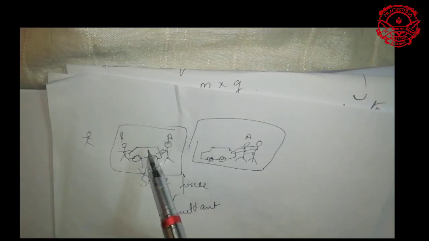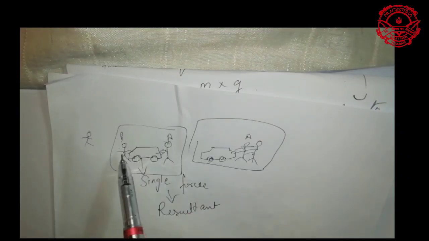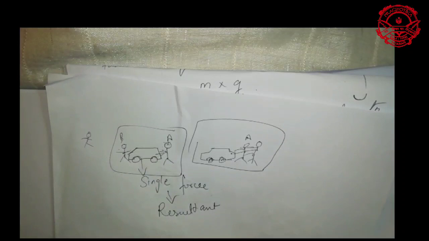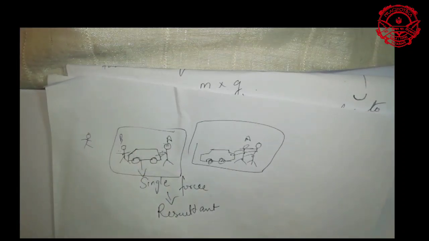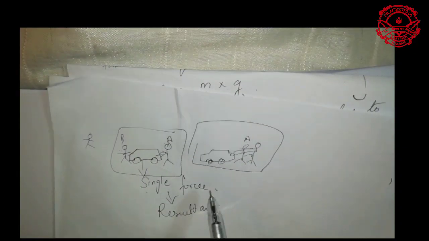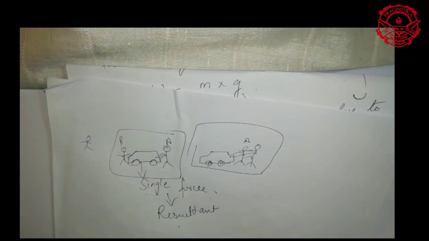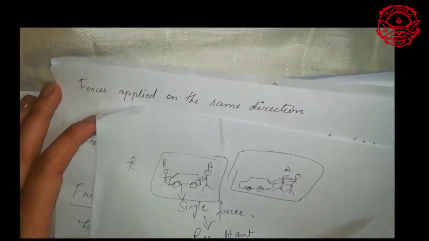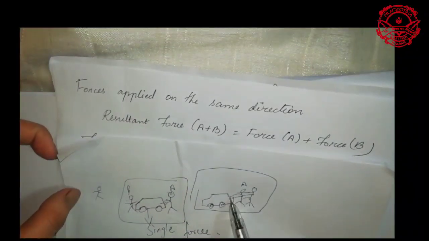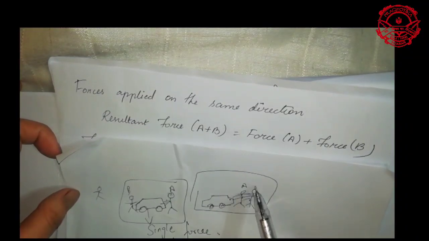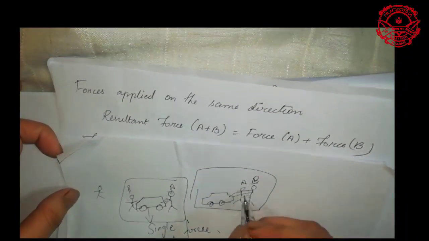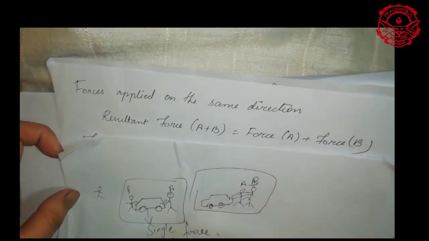Either they push in the same direction, or they use the force in opposite directions. Both ways, two people are using force, so they form a single force, and that single force is known as your resultant. I've told you that a force can be applied in the same direction. Here A and B are applying the force in the same direction, right? They're both pushing in the same direction.